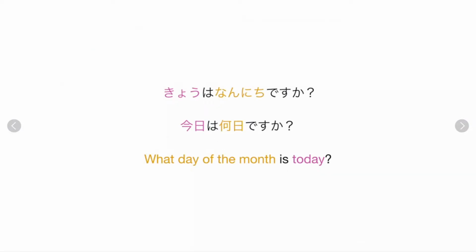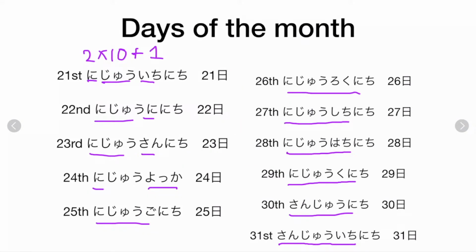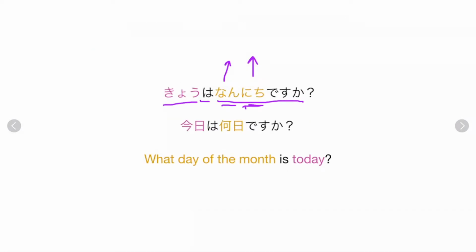Okay, so let's use what we've learned about the days of the month in sentences. Kyou wa nannichi desu ka? Kyou, today. Wa, speaking of today. Nannichi desu ka? What day is it? Of the month, specifically. When you're saying nannichi, it is what day of the month. And it's nichi. This matches these nichi, right? So it's understood when you say kyou wa nannichi, you're asking what day of the month. Not what day of the week. That's a different one, which we will learn later.